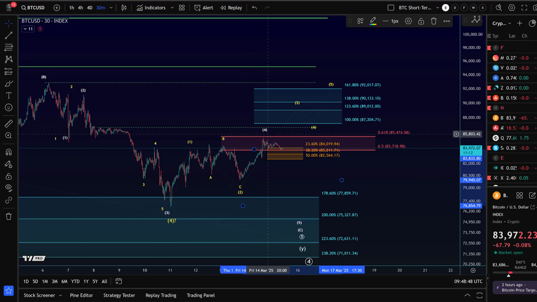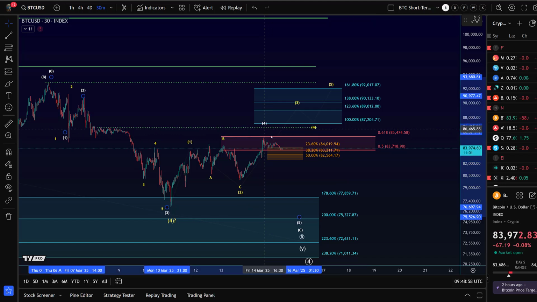We moved higher, but we got stuck below the 61.8 retracement. So stuck below key breakout point to the upside. So that's not directly bullish yet. Again, that's why I still have it labeled as potentially larger wave 4.